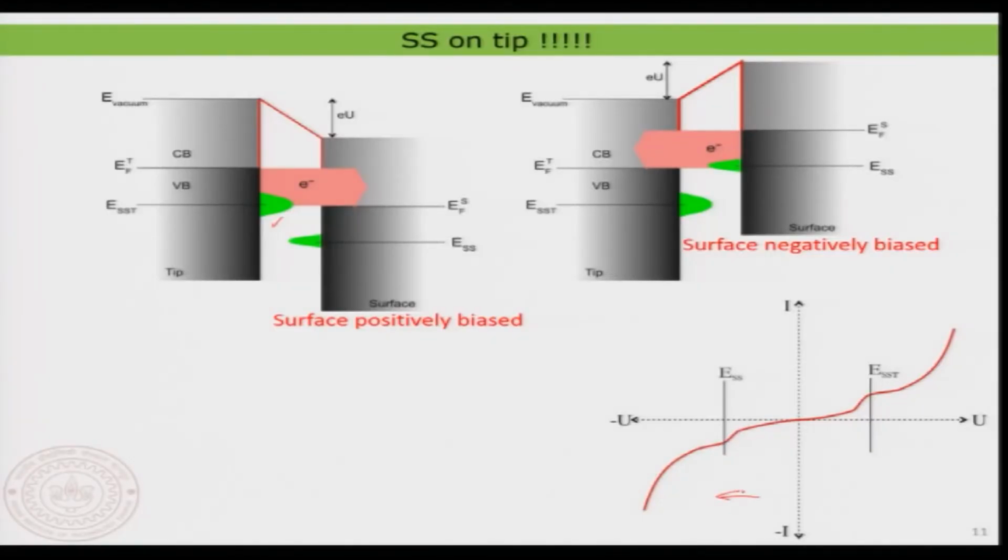You clearly see that on the negative side we are basically going to see the surface state of the sample, and on the positive side we are basically going to see the surface state of the tip. Because you can see clearly that when the electrons tunnel from the tip to the surface, that is where I have the influence of the surface state of the tip.